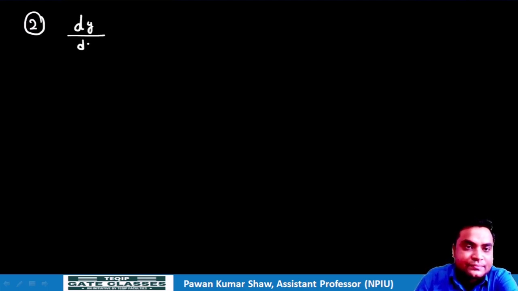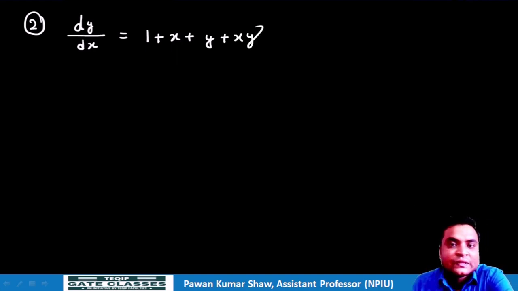Okay, so let us take another example. यहाँ पर मैं फिर से एक और example ले रहा हूँ. dy by dx is equal to, suppose I am taking, 1 plus x plus y plus xy. See, here the function is 1 plus x plus y plus xy. If you are able to write the function in terms of x and the function in terms of y separately, then we can apply our variable separable method.